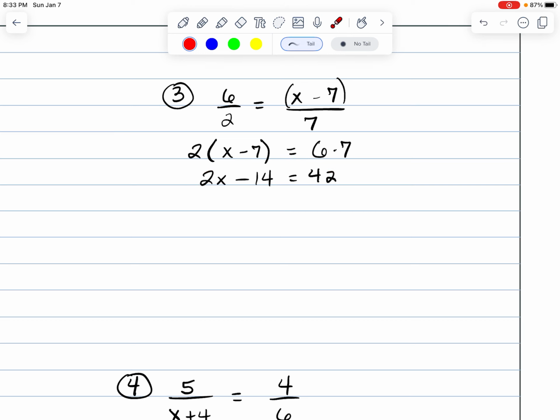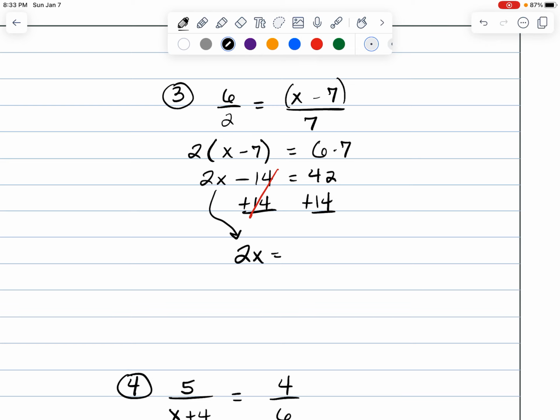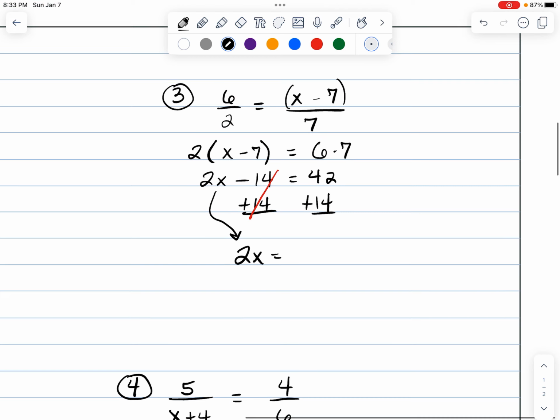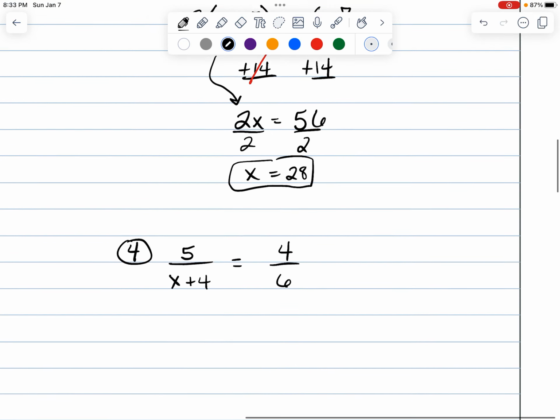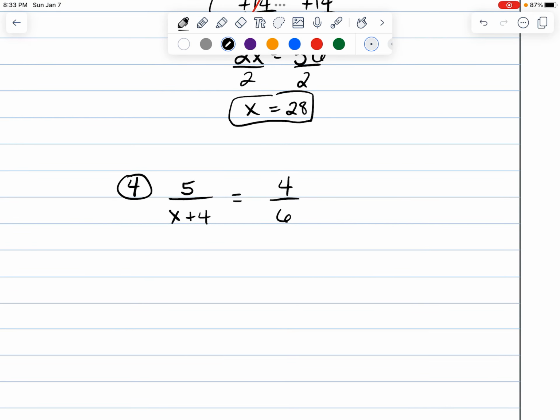Okay, and now this turns into just solving a multi-step equation. All right, we're going to add 14 to both sides. This gets my 14 to cancel. On this side, we are just left with 2x. All right, this gets brought down, and that's equal to 42 plus 14 is, let's see, 56. And then we're going to divide by 2 to get x by itself. And that will give us x is equal to 28.